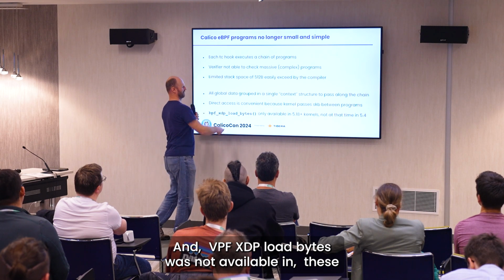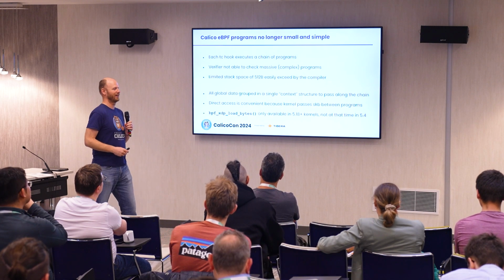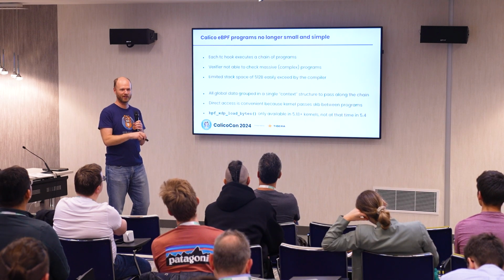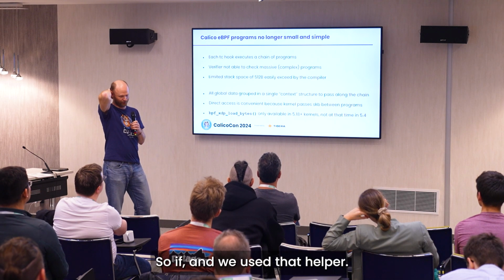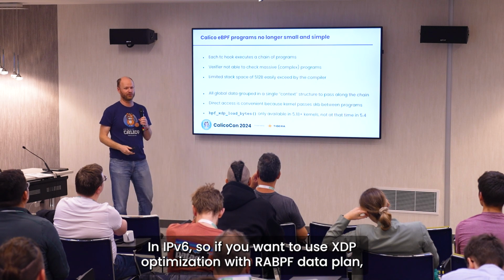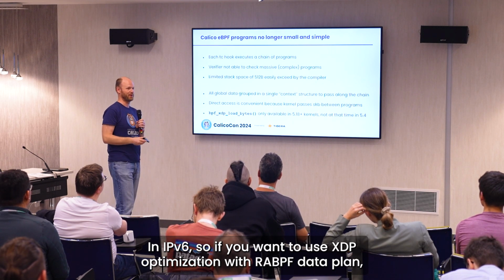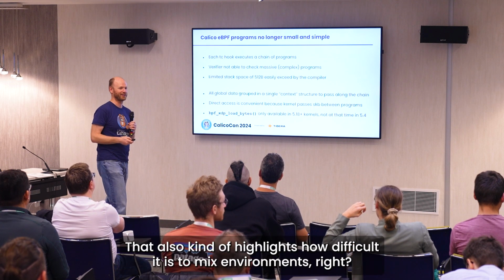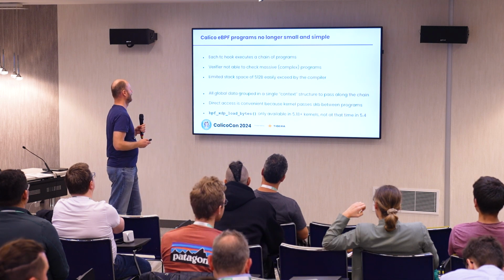And the BPF XDP load bytes helpers were not available in 5.4, so we couldn't use the same approach for PC and eBPF code. You can only use those helpers since 5.18, and we use that helper in IPv6. So if you want to use XDP optimization with our eBPF data plane, you need to have at least a 5.18 kernel. That also highlights how difficult it is to mix environments, right?